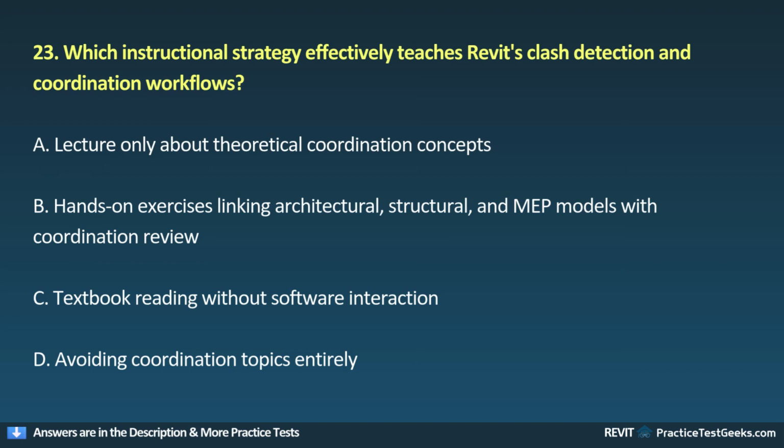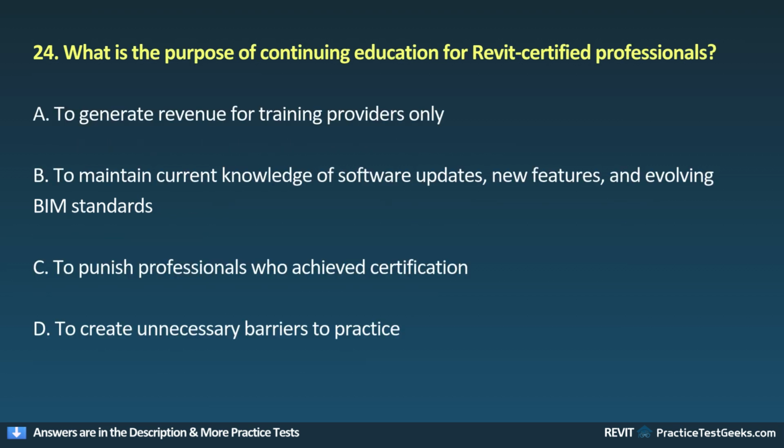A. Lecture only about theoretical coordination concepts. B. Hands-on exercises linking architectural, structural, and MEP models with coordination review. C. Textbook reading without software interaction. D. Avoiding coordination topics entirely. 24. What is the purpose of continuing education for Revit certified professionals?